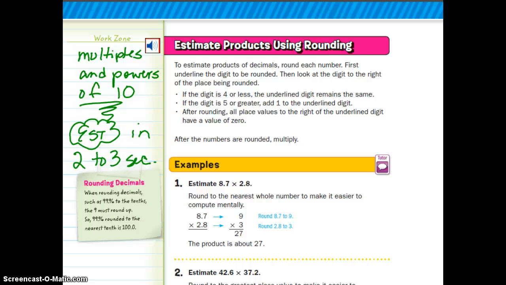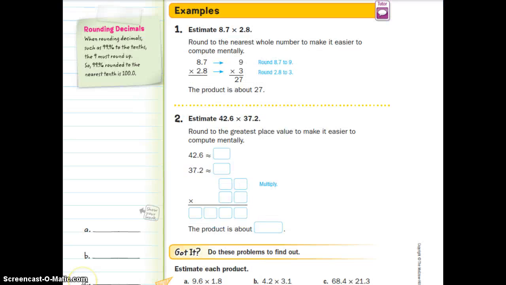All right, let's look at the examples. So we're going to estimate 8.7 times 2.8. In this case, we know that 8.7 is closer to 9 and 2.8 is closer to 3. So we have 9 times 3, which is 27. Now, what if we had done 8 times 2 and gotten 16? Are we still okay? Well, let's see.